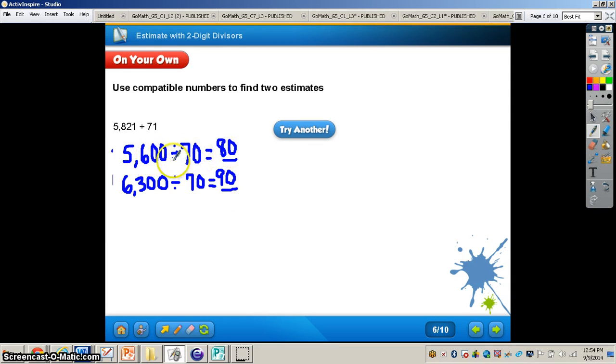5,600 divided by 70 gives me 80. Remember, you can cross zeros out as long as you can do one with the dividend and divisor. Okay, cross these zeros out and then simply divide. 56 divided by 7 gives me 8 and then tack on the 0. 36 divided by 7 gives you 9 and then tack on the 0.